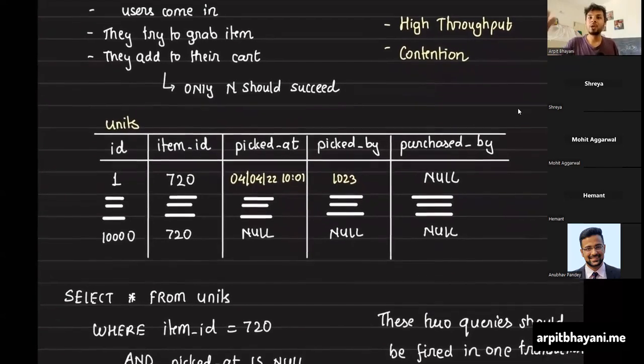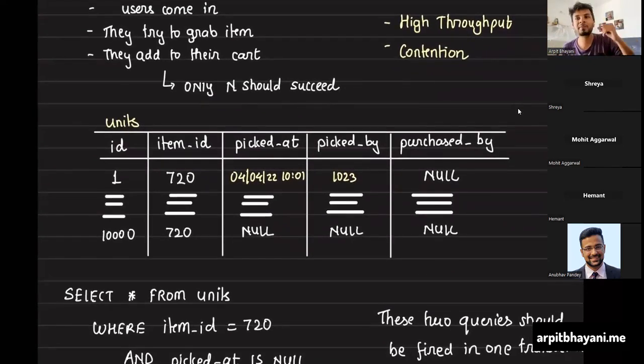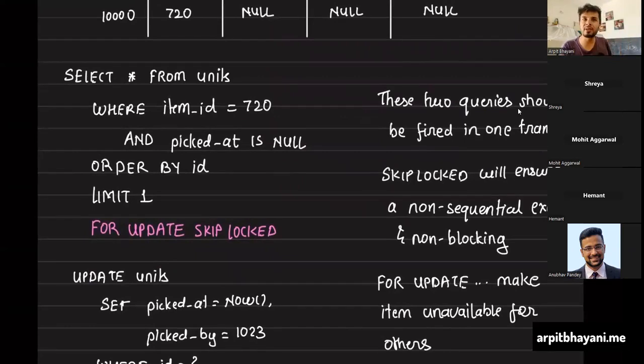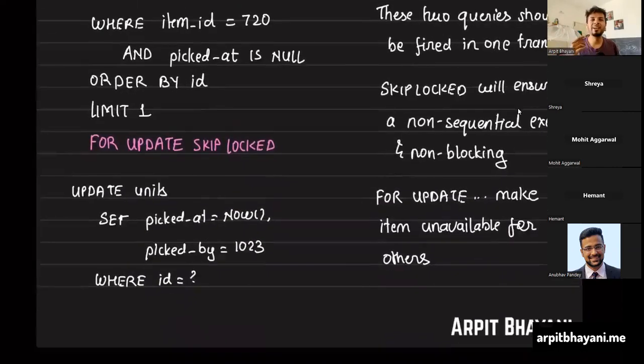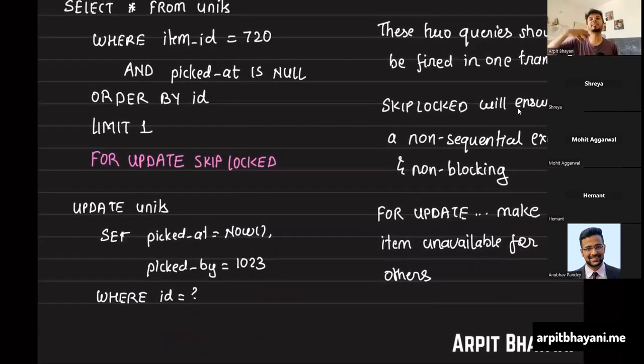So you go and pick the item that is not picked by anyone, which means a row which is not locked and an item which is not yet in the shopping cart of anyone. You would pick that item. So your query goes something like this: select star from units where item ID is equal to 720 and pick is null, order by ID, limit 1, for update, skip locked. Right? Now, once you grab an item, what's the first thing that you do? That item is yours. You update units, set pick at to now. This is the time when I picked this item and I put it in my shopping cart.